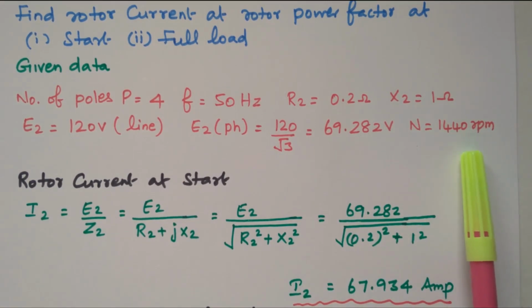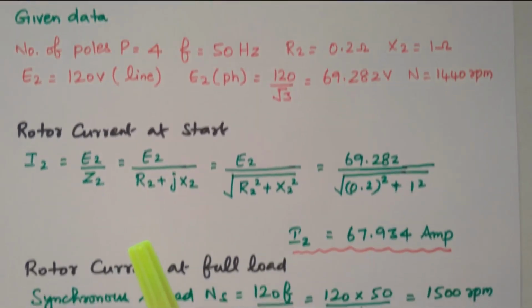Now we need to find the rotor current during starting as well as full load. During starting we can use the normal formula. During full load we need to consider the slip of the induction motor. Now we will find the rotor current at the starting condition.